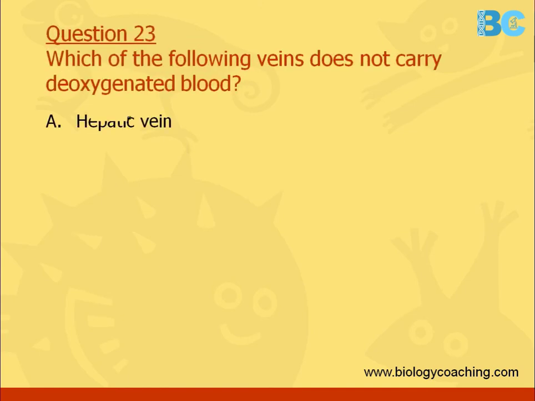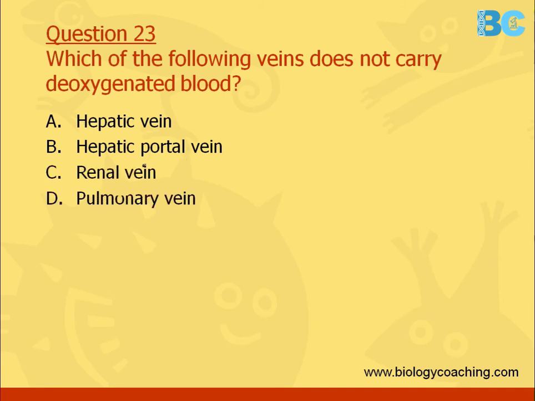Which of the following veins does not carry deoxygenated blood? And the options are hepatic vein, hepatic portal vein, renal vein, and the pulmonary vein. The correct option is pulmonary vein because this is the exception, and the pulmonary vein carries the oxygenated blood from the lungs to the heart.